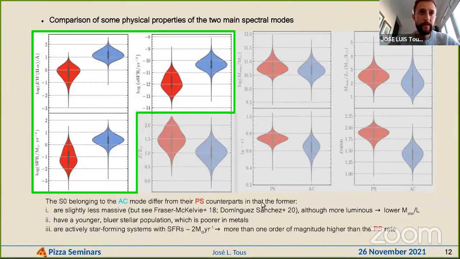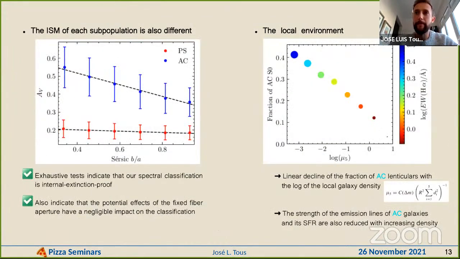But perhaps the most striking difference, that could have been anticipated by the plots I was showing you earlier, is that the active population shows star formation rates which are one order of magnitude larger than the star formation rates of the passive counterparts. Sorry, here, and with average star formation rates that would be similar to the ones observed in late-type spiral galaxies. Sorry, I'm moving this through the screen.